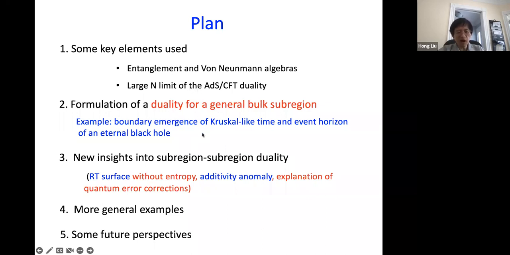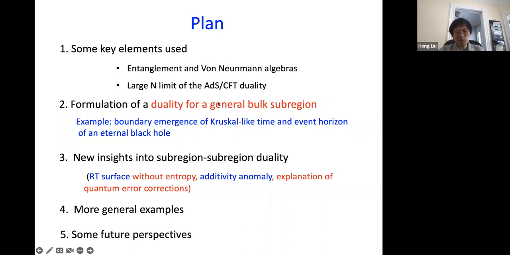In the 1.5 hour talk, I have never covered all of them. Most often, I just cover the first two points. So today we can just cover whatever we can.